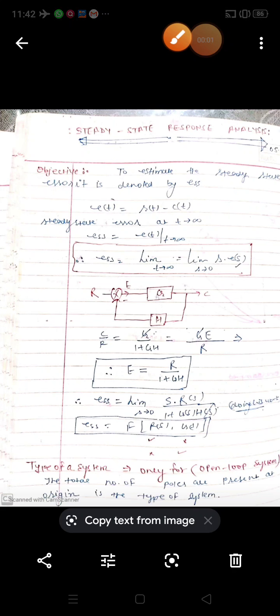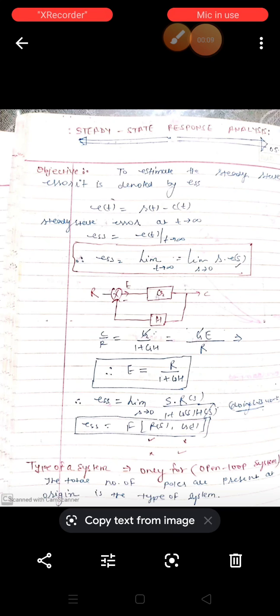Good morning, dear friends. Today we will look at the remaining portion of the time domain analysis, that is the steady state response analysis. In the time domain analysis, as I told you, it is the combination of the transient response analysis and the steady state response analysis.